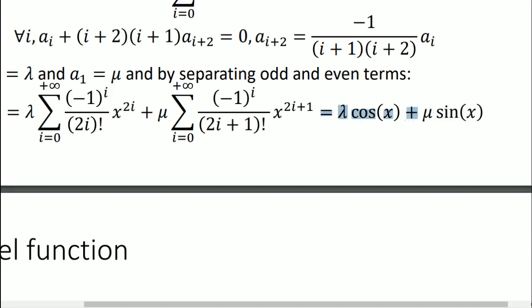If we have lambda cos, when you differentiate it once, you get minus lambda sin. And when you differentiate it once again, you get minus lambda cos. So you get minus the first function. Same goes for mu sin.